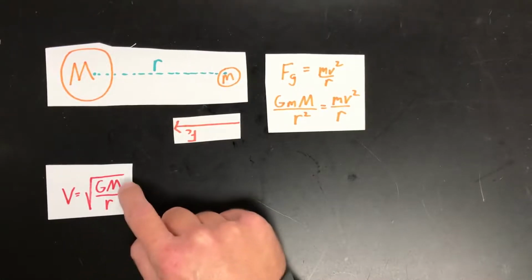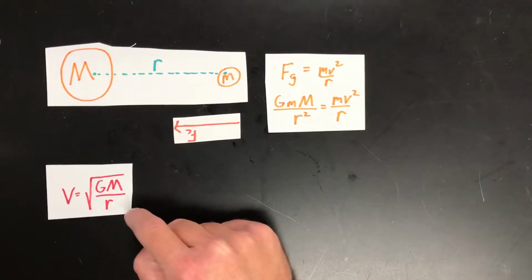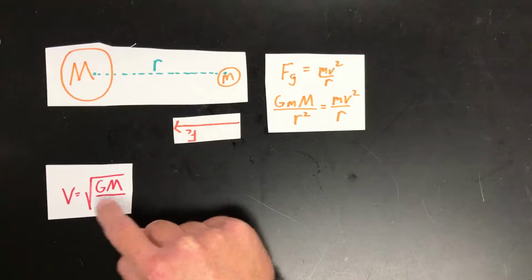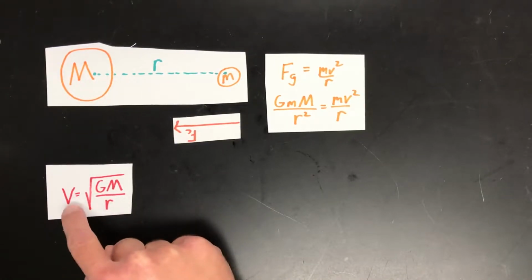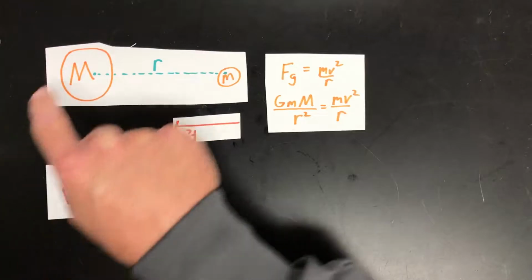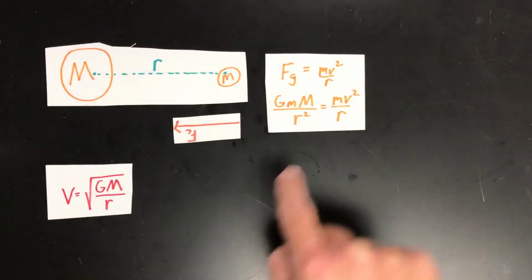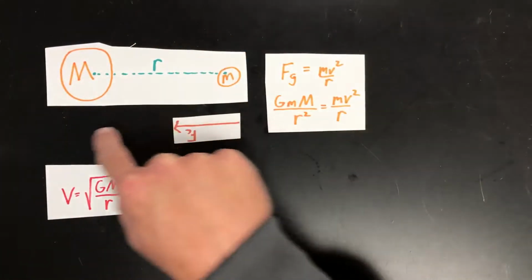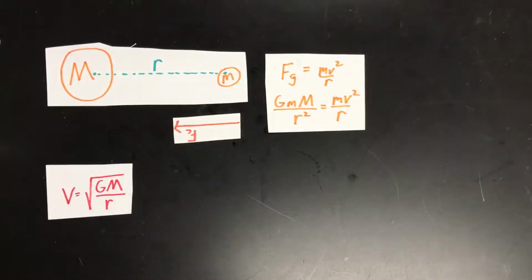So more massive planet, you'll have to go faster to stay in orbit. Bigger radius, you can go slower. If you have too big of a velocity, then you will go out into a bigger orbit. If you have too small of a velocity, gravity will win and you'll be pulled into a smaller orbit.